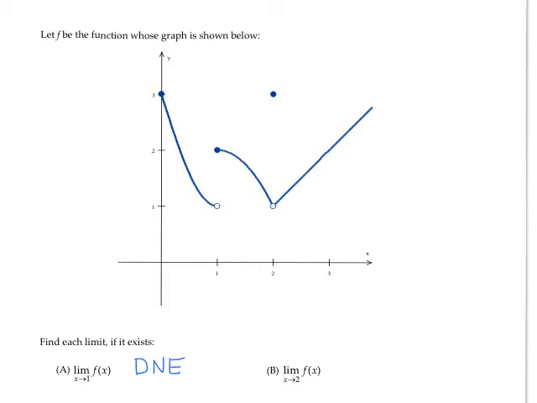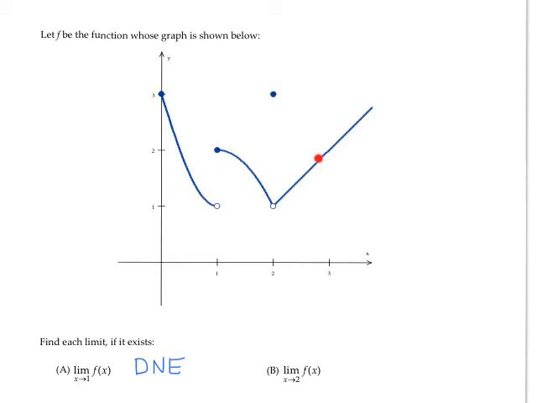Now let's look at the limit as x approaches 2 of the function. Now notice the value of the function is actually 3. What I'm interested in, however, is the limit. So I'm going to start on the left side of 2, fairly close to 2. And I'm going to move the dot in such a way that its x-coordinate gets closer and closer to 2. And that dot is headed towards the point (2, 1).